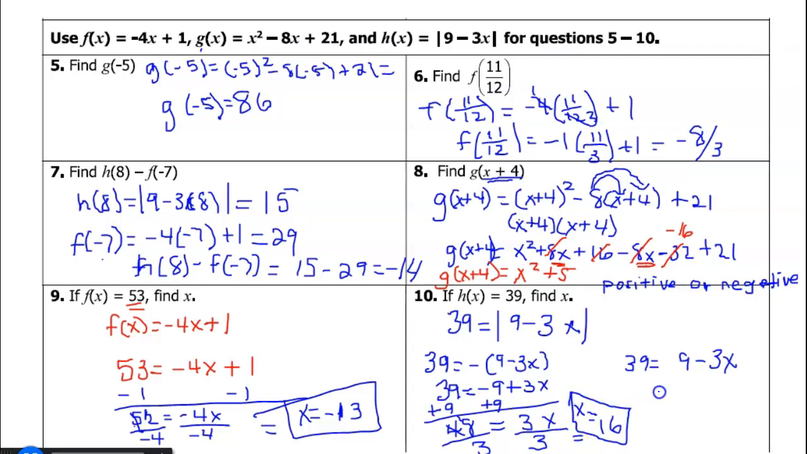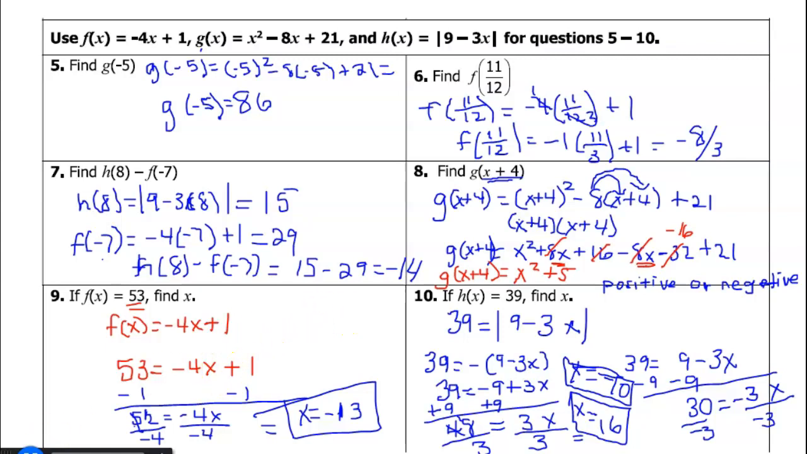All right. Now if I go to the other side of the equation, or the other value, when 9 minus 3x is positive, I'm going to subtract 9 from both sides. I would get 30 equals negative 3x. And then I divide by negative 3 on both sides. And x could also be negative 10. So in the absolute value, you can get both the positive and negative output, right? Because absolute value is distance. Distance can go from the negative side of the number line or the positive side of the number line.